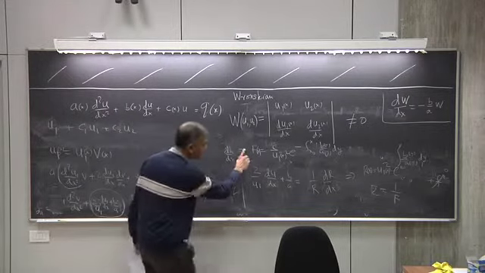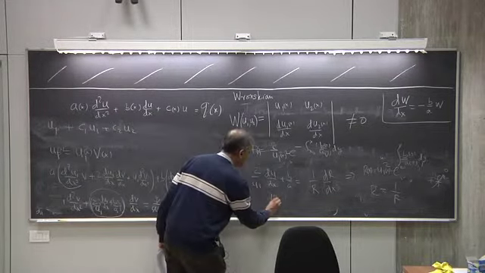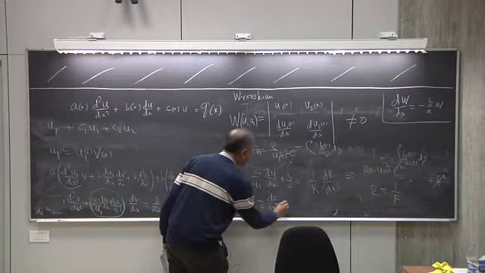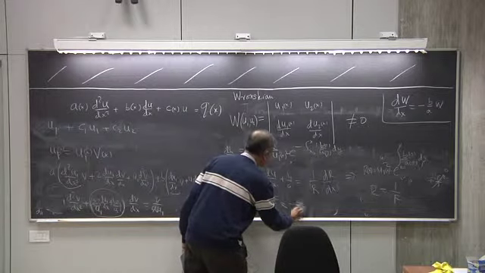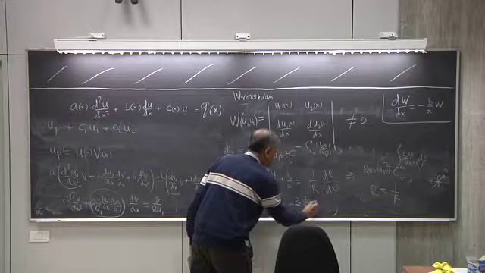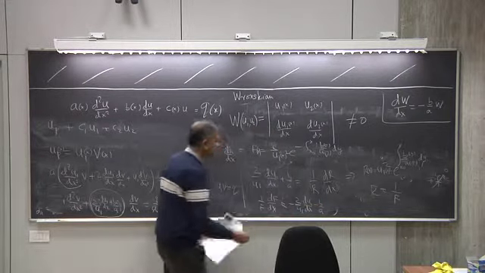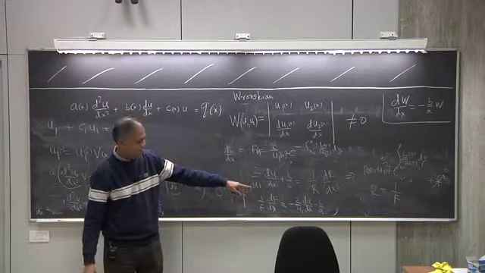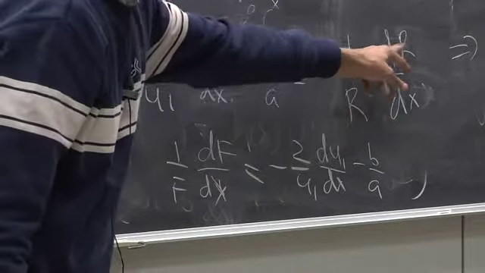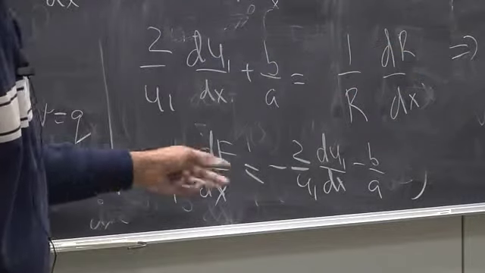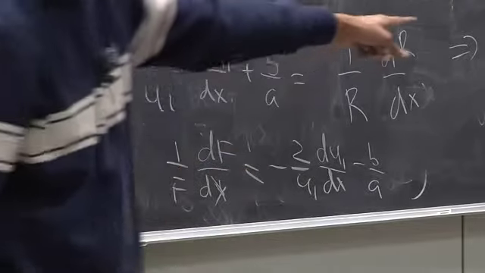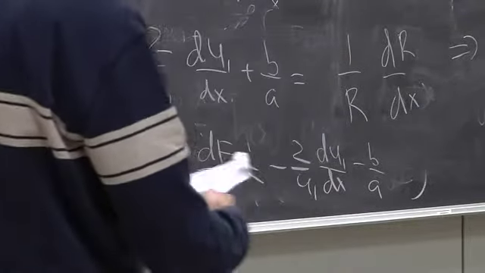Because in fact for f the equation was this, right? df by dx over f was simply minus of this quantity, minus 2 over u1 du1 by dx minus b over a. So there's a negative, you see. This is d log r by dx, but that quantity is the same as minus d log f of x. So r is equal to 1 over f.